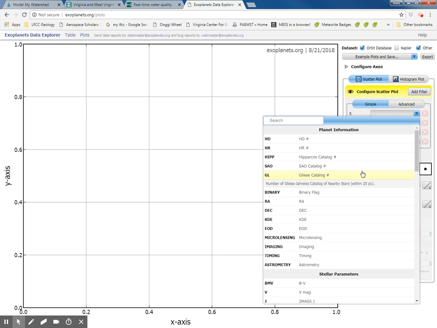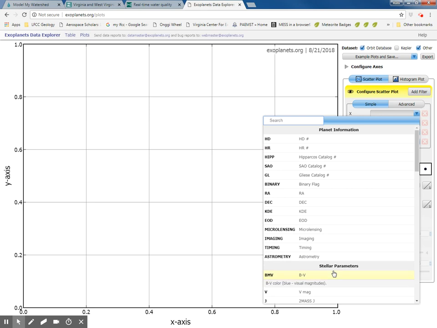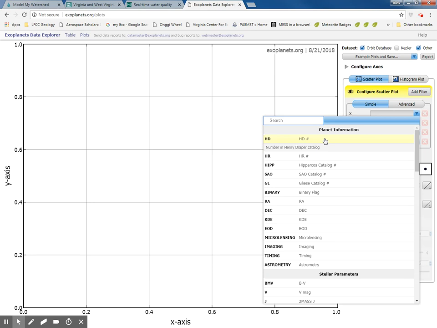So in terms of these categories, there's, of course, planet information, stellar parameters, and these are all planets outside of our solar system. These are around other stars. So some of them are in astronomical catalogs, like the Henry Draper catalog, or the Bright Star catalog, or the Hipparcos catalog, which is actually named after the Greek astronomer Hipparchus, and so on. And if it's part of a binary system, it'll have a flag for that.